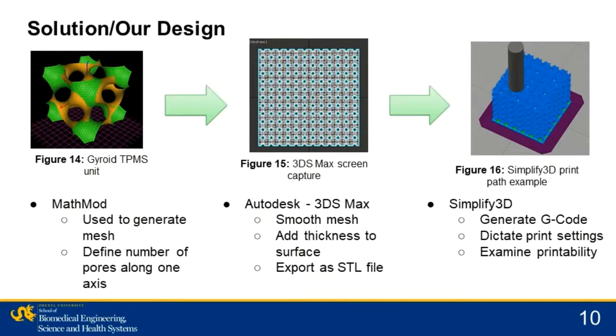The procedure we use to generate the sample begins with creating the mesh on a program called MathMod. This is how we determine the number of pores alongside one axis, which in turn determines pore size. We then import the object file MathMod generates into 3ds Max, which is where we can scale and manipulate the model, before exporting as an STL and importing it into Simplify3D, where we can then choose the print settings and examine the print path. The program will generate the G-code, which will instruct the 3D printer on how it should move, and give us a preliminary view to see what the finished product should look like.